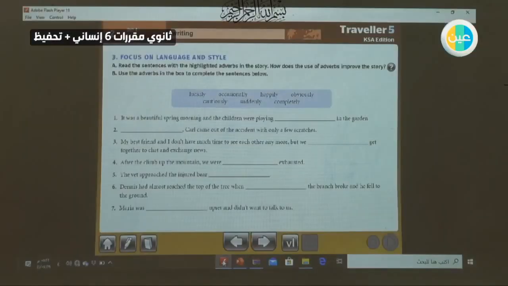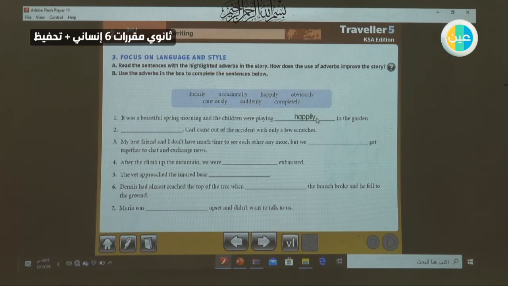Okay. Let's do the exercise here. Here you have some adverbs, okay, and you will put them in the right context. Number one, it was a beautiful spring morning and the children were playing in the garden. So, describe the playing of the children on a beautiful spring morning. For sure, we will go with happily.